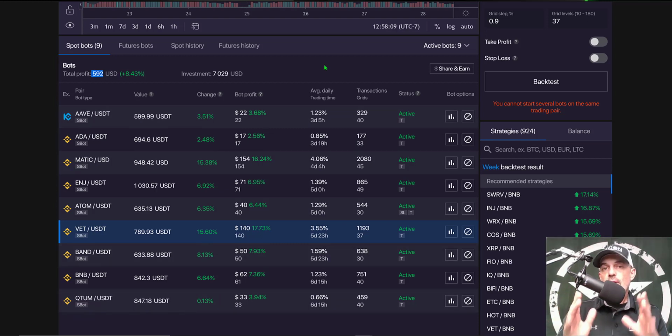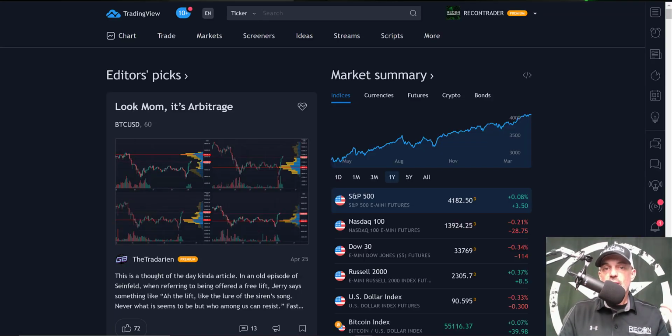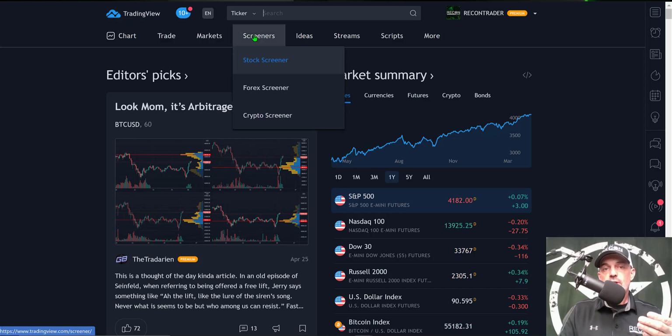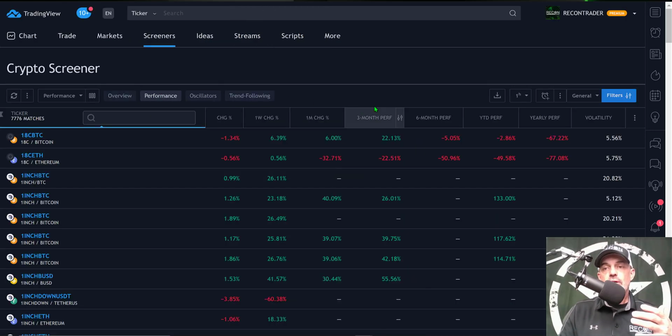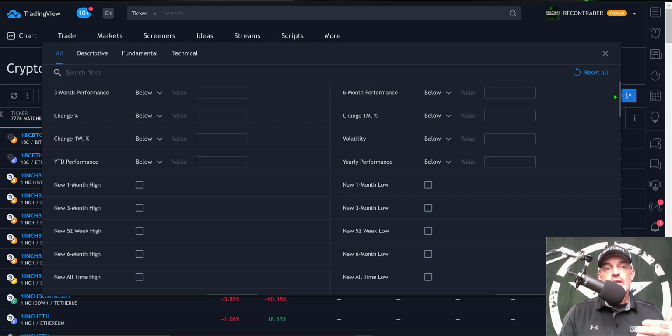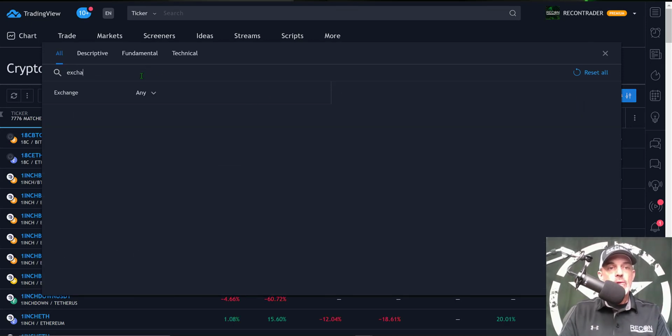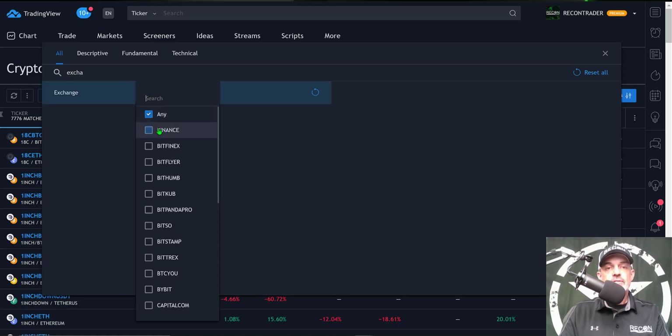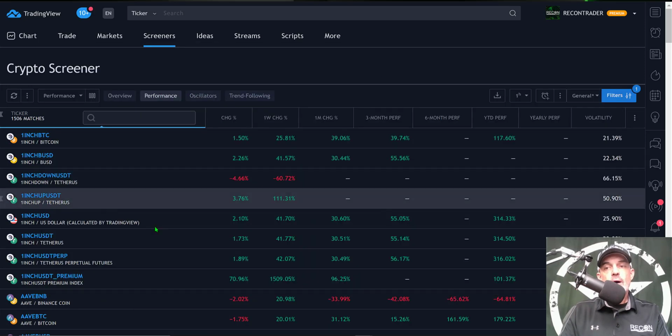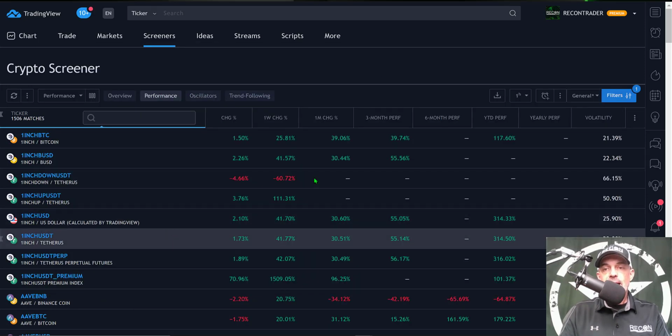So with that all being said, another excellent source to find coins based on volatility, as I've mentioned a couple times, I'm looking for volatility, would be TradingView. And under TradingView, I can jump to screeners and go to the crypto screener. And under the crypto screener, I can come over here to filters, and I can filter by exchange. And rather than any exchange, I really just want Binance in this case. And now that will give me all the coins available on Binance.